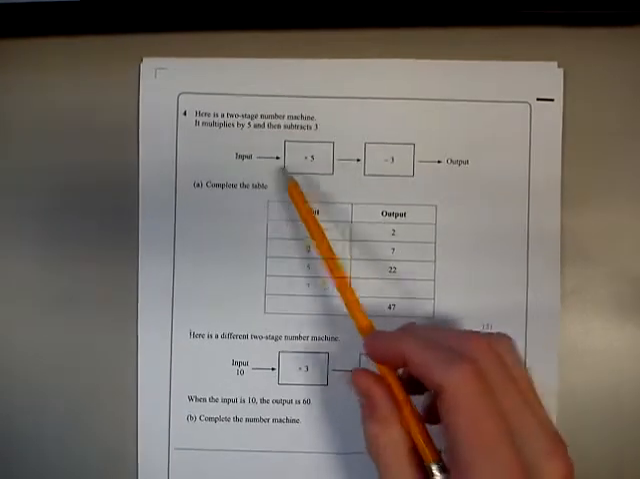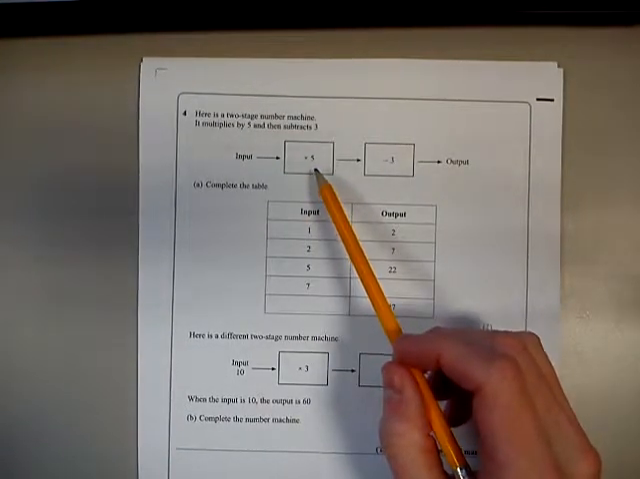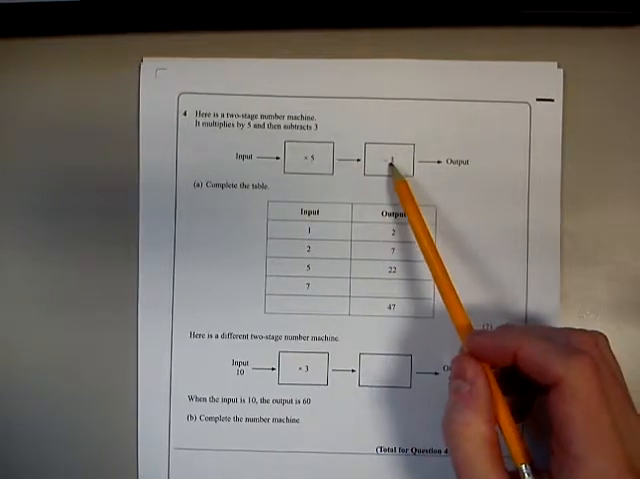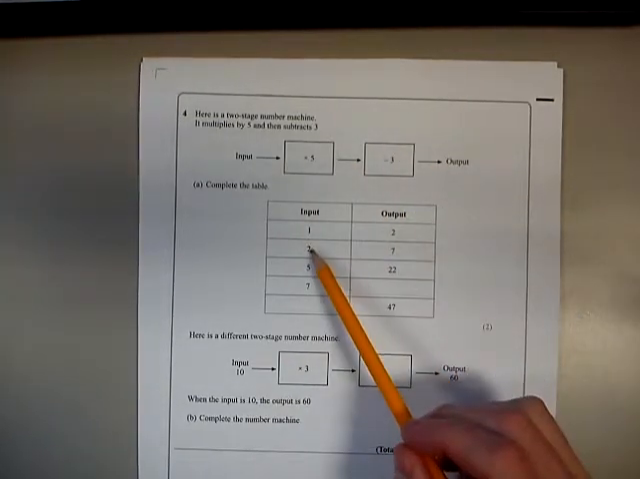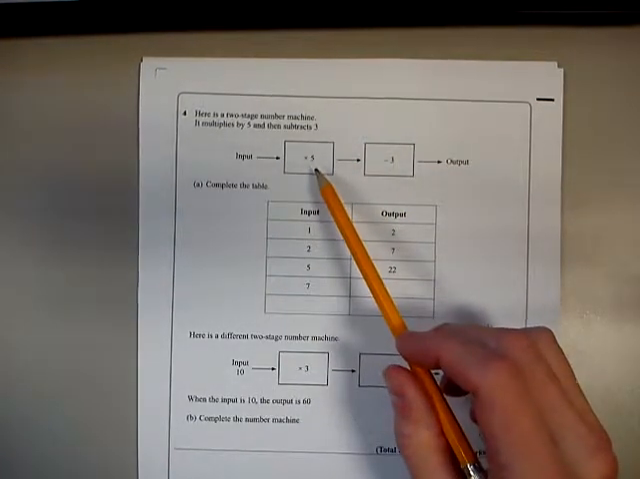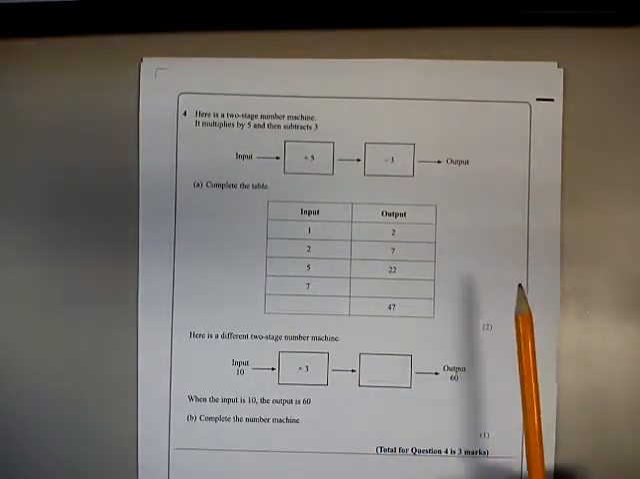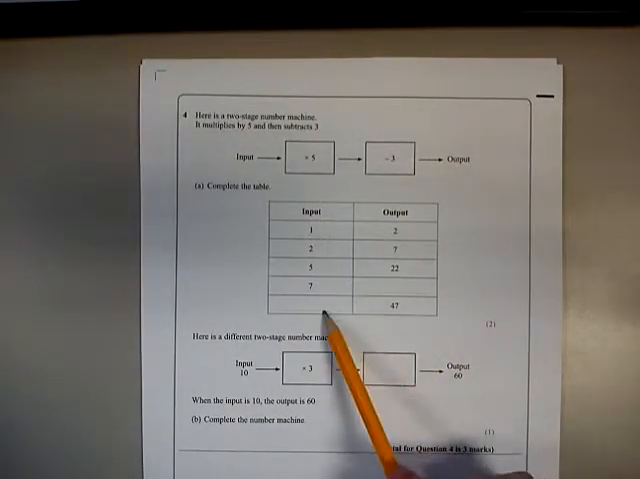So when you put 1 in and multiply it by 5, you get 5. If you then subtract 3, you get 2 out. If you put 2 in, 2 times 5 is 10. 10 take away 3 is 7. You have to work out the two missing values in the table.